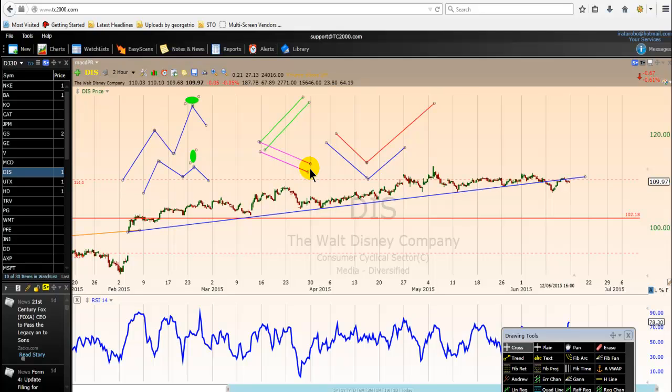Now, before you start hitting your computer or getting upset about what I've just said, you need to understand that the divergence is not a trading signal. I think that clarifies a very important point. A divergence is not a trading signal, but a trading setup. When we see a bullish divergence or a bearish divergence, this is a trading setup.